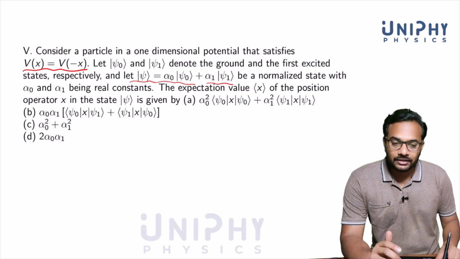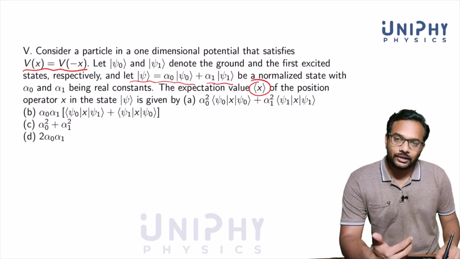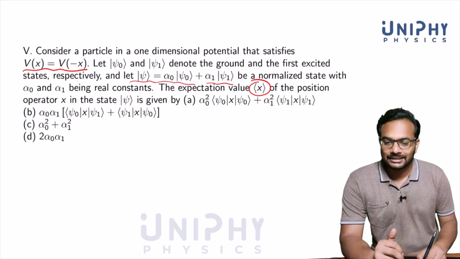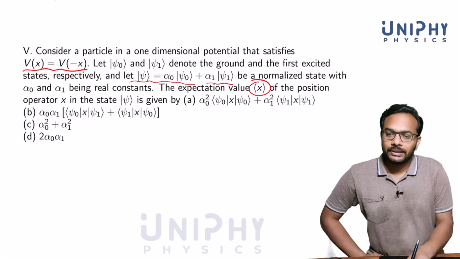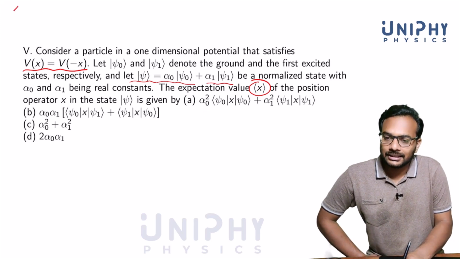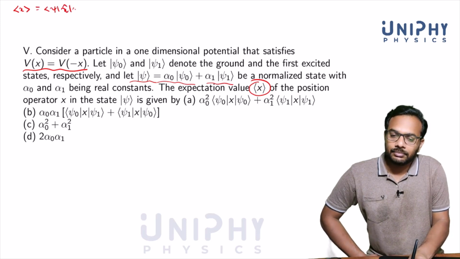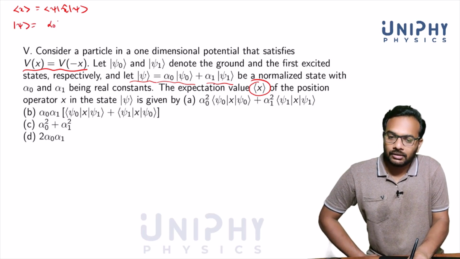The expectation value of x, which means the average value of the position, the measurement of position operator x in the state psi, is given by. What's the average value of this position? We can start with the basic definition. The expectation value of x is actually bra psi, x cap, ket psi. Now we are given psi here. Psi is equal to alpha 0 psi 0 plus alpha 1 psi 1.